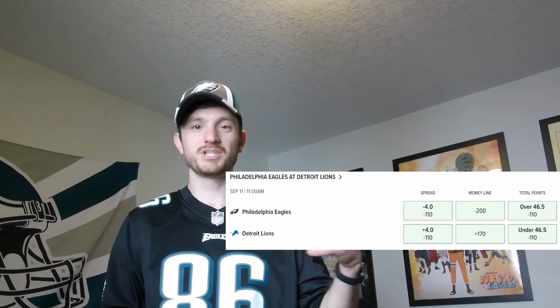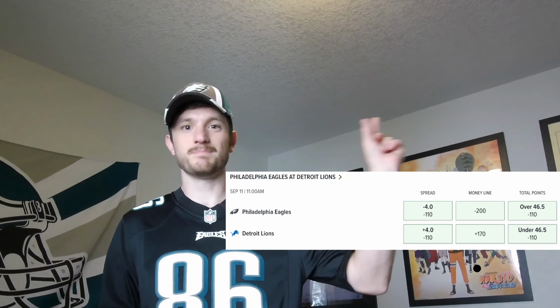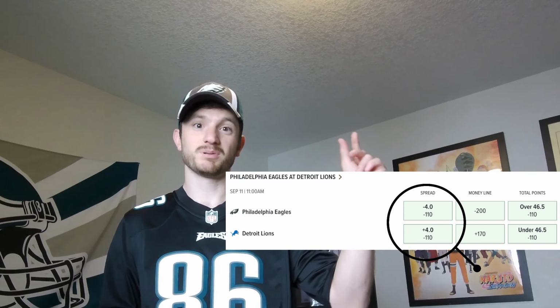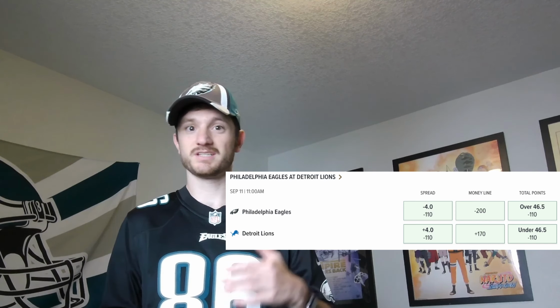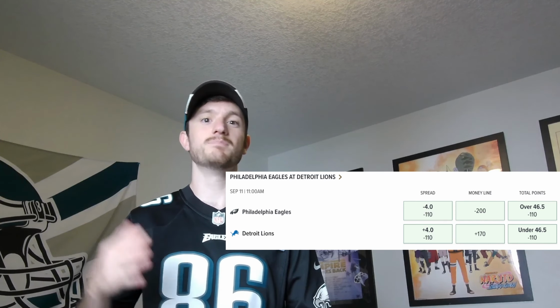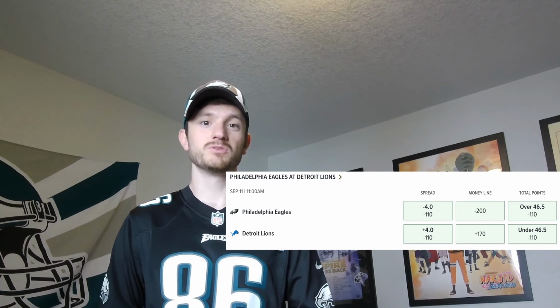So the first way that you can bet on football is by betting on the point spread. As you can see here, I have a screenshot of a game. What we see here is the -4 next to the Eagles, the +4 next to the Lions. This means that if you are betting on the Eagles to cover the spread, they have to win by more than 4 points in order for you to win your bet.